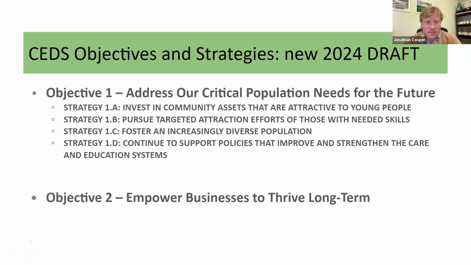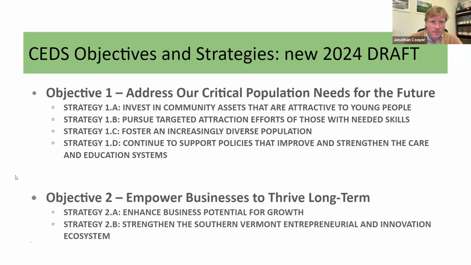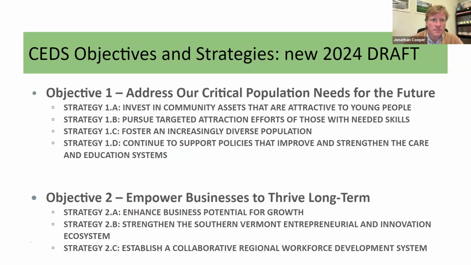Our second objective then is to empower businesses to thrive long-term. This is really at the heart of a lot of economic development across the country, but it's an important component where we have so many small businesses. By the federal definition, I think it goes up to 500 employees, and that's most every business in Southern Vermont. But where we live, we have an even smaller number of employees per firm, and people are bringing ideas into the marketplace all the time.